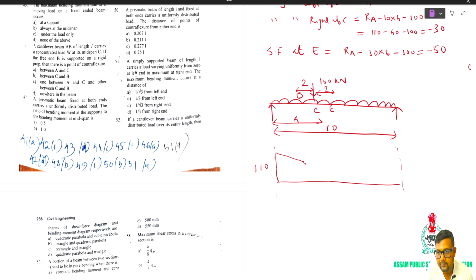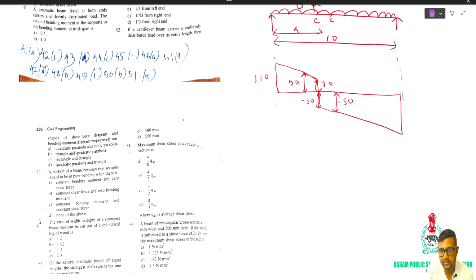This is a straight line only. Just right of C was minus 30. At E how much? Minus 50. So this is 110, this is 90, this is 70, this is minus 30, and this is minus 50. Okay, this is the shear force diagram. Obviously, 70 plus 30 has to be 100, right? This load is acting. Now this is the point D and this is the point E, right?